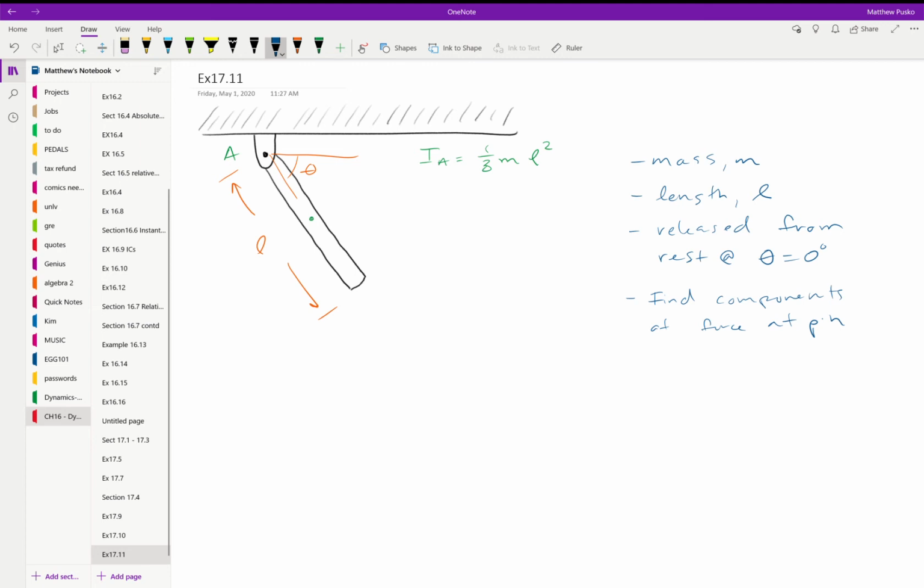Alright, let's look at 17.11. The slender rod has mass m and length l. It's released from rest at theta equal to zero, so it's held up here and it swings down. And they want us to find the components of force at the pin A when this is swung down to 90 degrees.